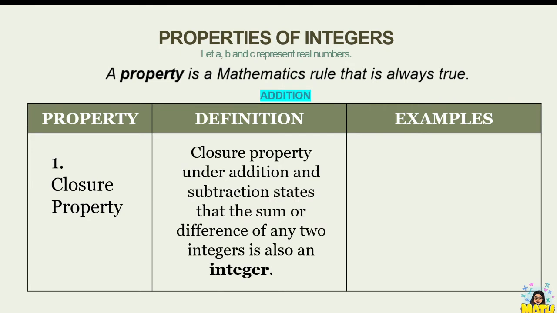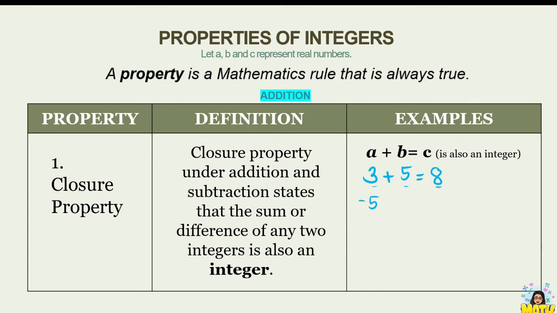When we say closure property under addition and subtraction, it states that the sum or difference of any two integers is also an integer. Ibig sabihin, if we have a plus b na integer, the answer will become c, which must also be an integer. So let's have more concrete examples. 3 plus 5 is 8. 3 and 5 are integers and their answer is also an integer.